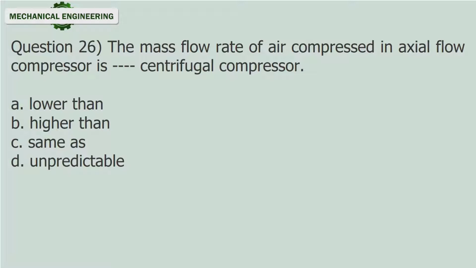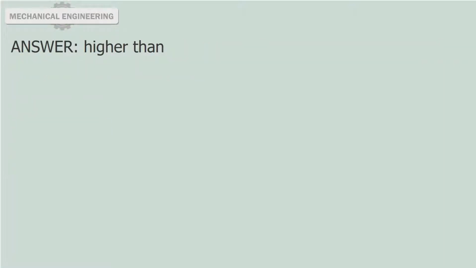Question 26. The mass flow rate of air compressed in axial flow compressor is, fill in the blank, centrifugal compressor. A. Lower than. B. Higher than. C. Same as. D. Unpredictable. Answer, higher than.